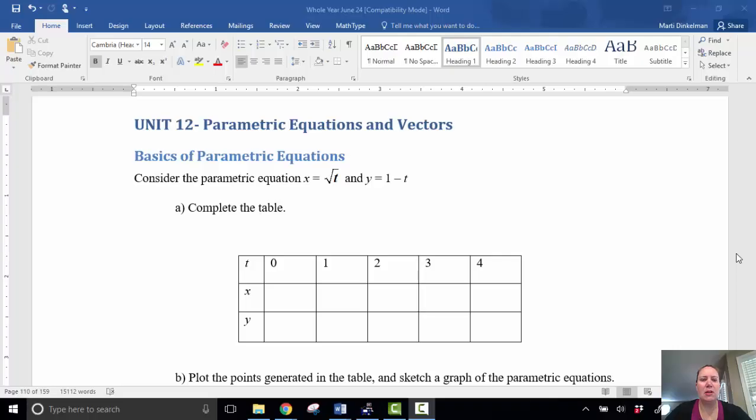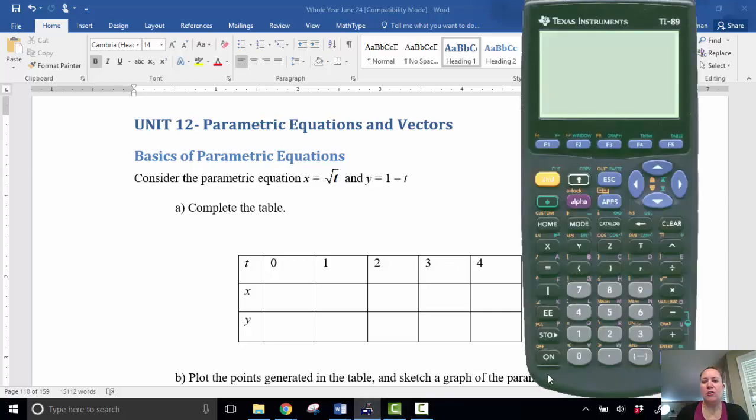Hi everybody, it's Mrs. Dinkelman, and we're moving on to Unit 12, which is about parametric equations. And I'm going to lump vectors in there because a lot of what we need to know calculus-wise is very related. So basically everything, and not everything, that we learned in regular function mode, we're going to have to learn how to do in parametric equations.